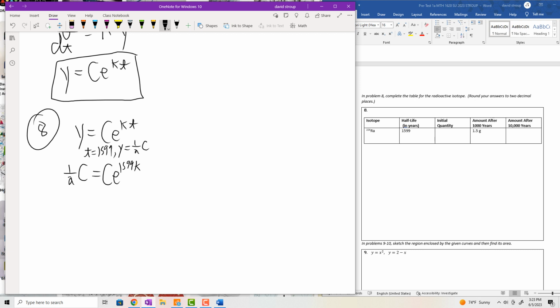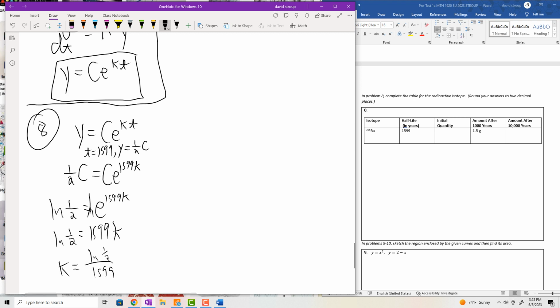Okay, so if you do that, you can solve for K. Dividing both sides by C, you'll just get 1/2. And then ln on both sides. Divide by 1599. Okay, and that allows you to rewrite then your formula as y equals c e to the k. Let's put the t in front. So t ln 1/2 divided by 1599. Okay. So we got the k value.